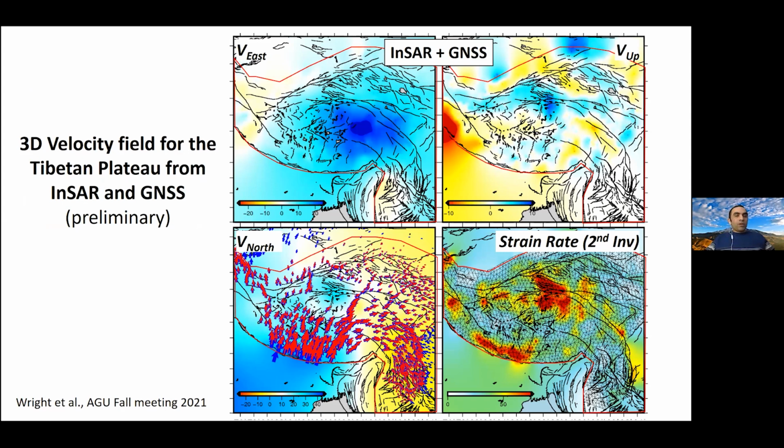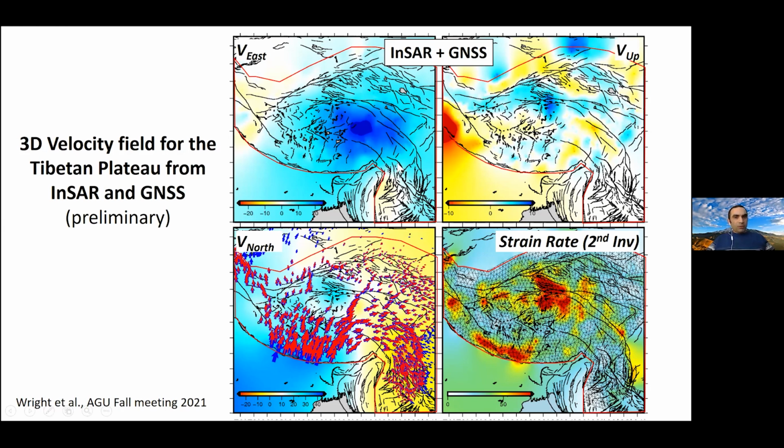Here are the 3D velocities estimated over the mesh nodes. And here are the east, up, and north components of the 3D velocity calculated over the mesh nodes. And also you can see the second invariant of the strain rate. So the team and Chris were mainly involved in obtaining this huge velocity field in Tibet.